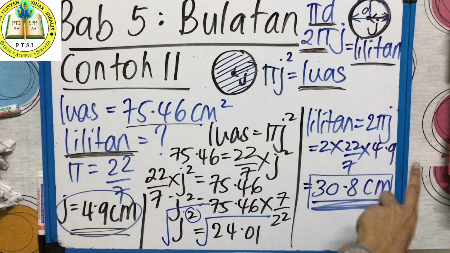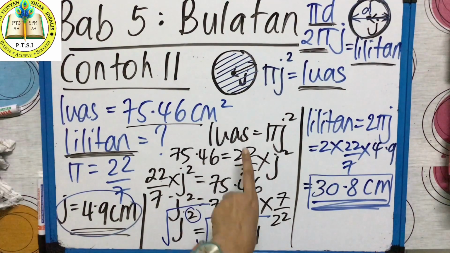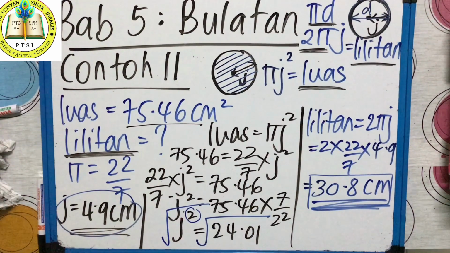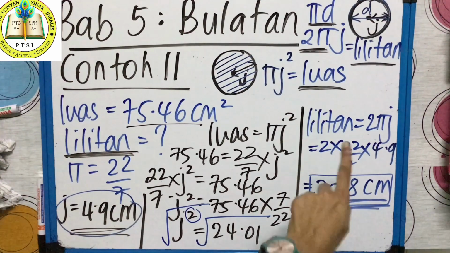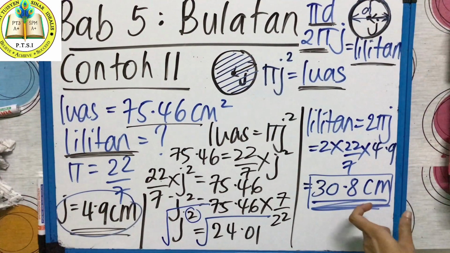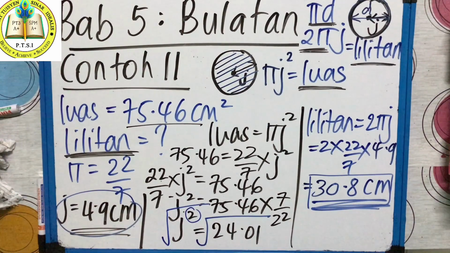Sebab lilitan formula 2 pi j. So 2 pi times j. Tadi kamu guna formula luas, kamu cari jejari. So ganti the jejari here. You get 30.8. But lilitan unit is what class? cm. Luas, then only cm square. If you didn't put unit, I will put wrong.